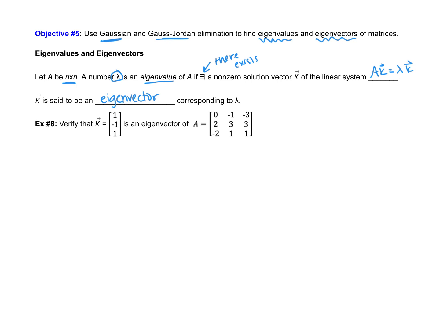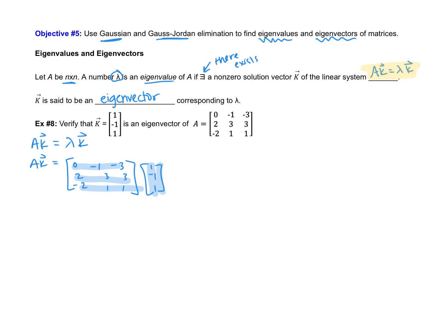Verify that that k is an eigenvector of A. Okay, so if we look at the definition above, this is what we're taking a look at. So we're going to need to verify that A multiplied by k is equal to lambda times k. So we are going to start with A times k. So that is our matrix 0, negative 1, negative 3, 2, 3, 3, negative 2, 1, 1, multiplied by 1, negative 1, 1. So if we multiply these two together, remember that you're always multiplying row by column, row by column, row by column. I'm not going to show us how to do all of that. I'm just going to tell us that the product ends up being negative 2, 2, negative 2.